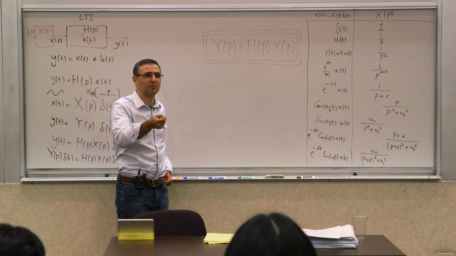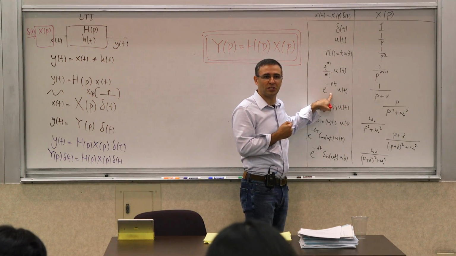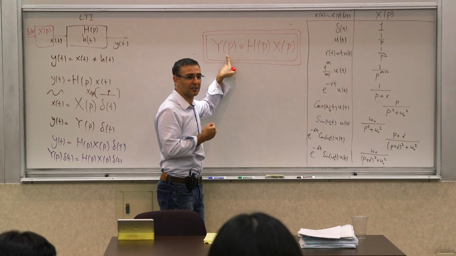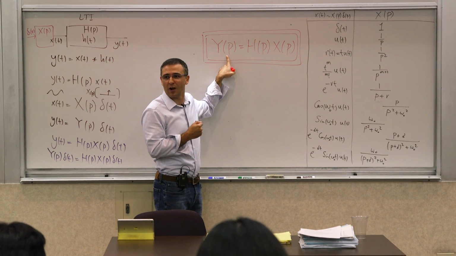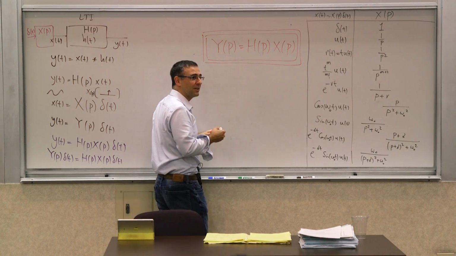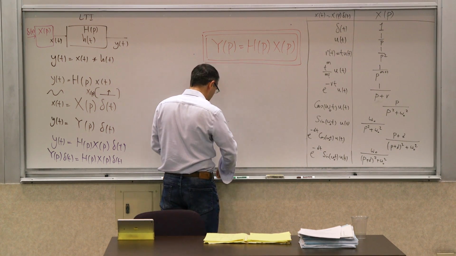If y of p is 1 over p plus 2. E to the negative 2t u of t. So if you can find y of p, you've solved the problem. So it tells you, now before, how did we calculate y of t? Y of t before was calculated this way.